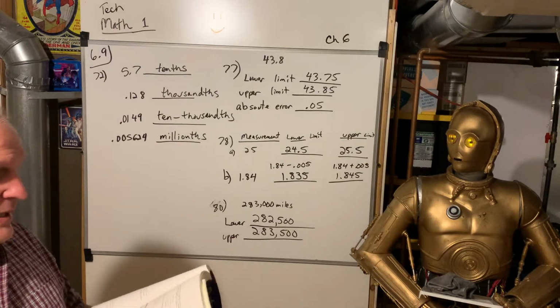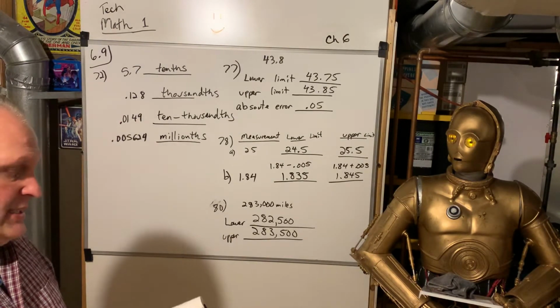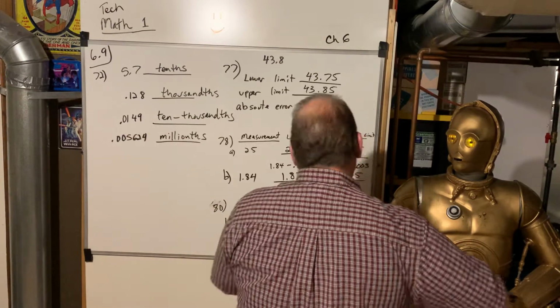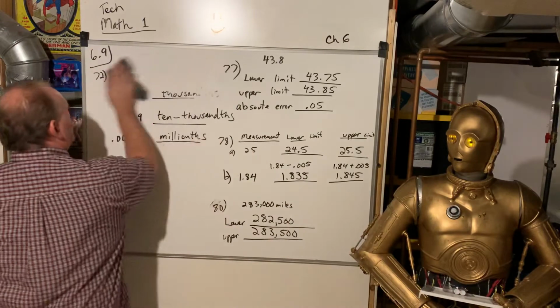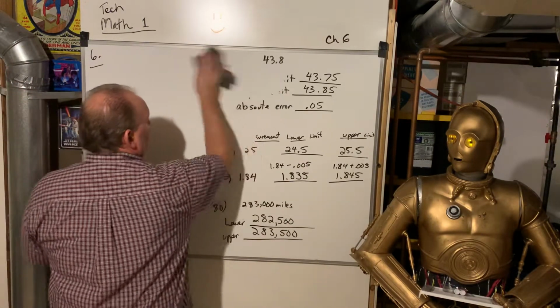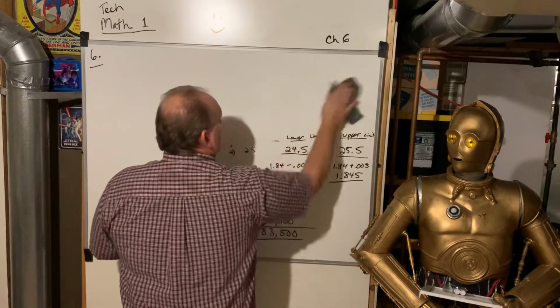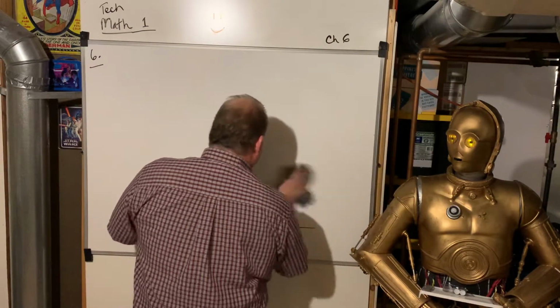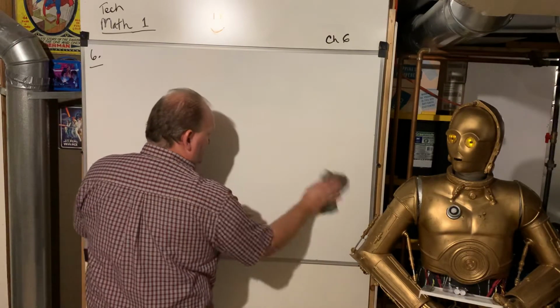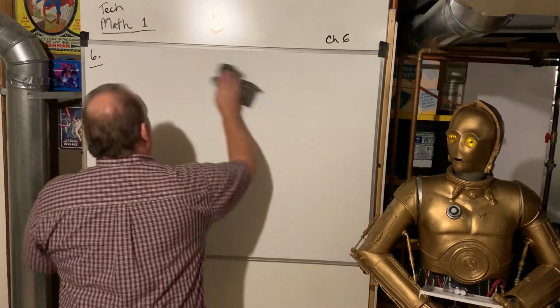All right, let's look at significant digits, 6.10. So when we talk about significant digits, we're changing from precision to accuracy. Lots of people use those as interchangeable. They are not interchangeable. Precision and accuracy are different.